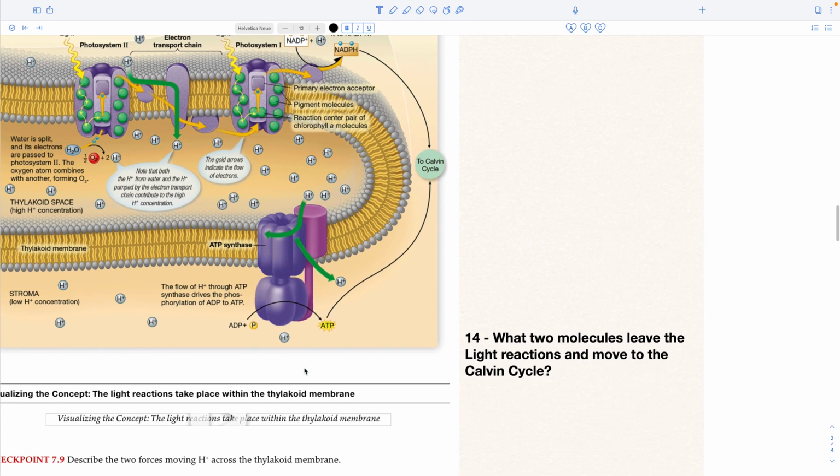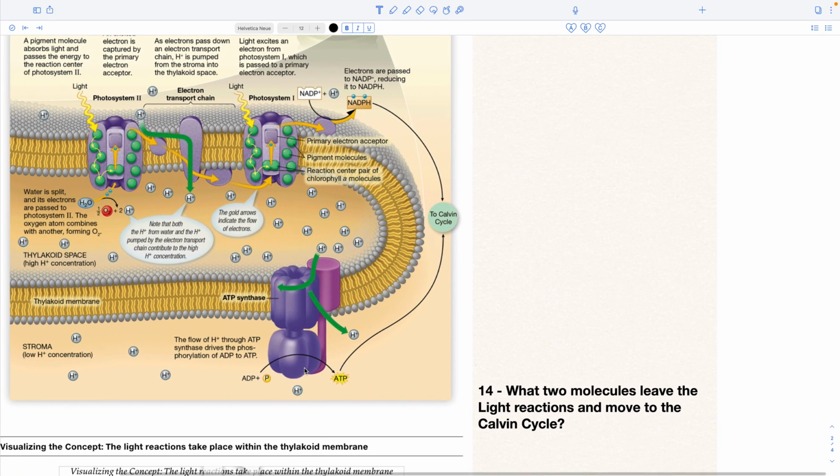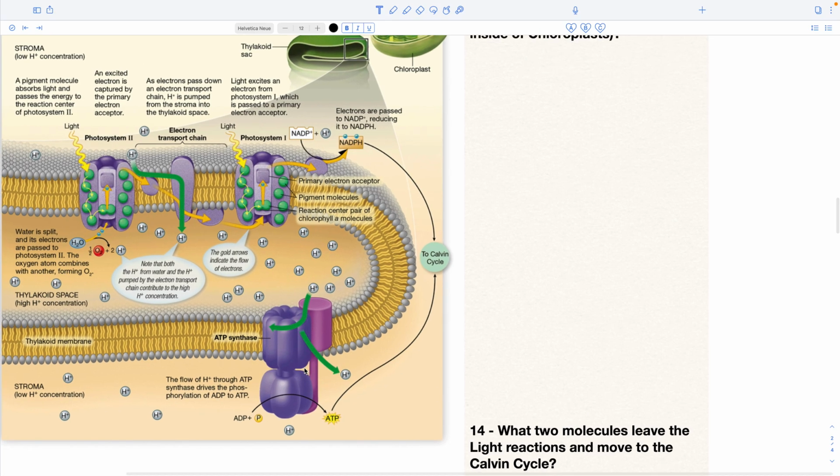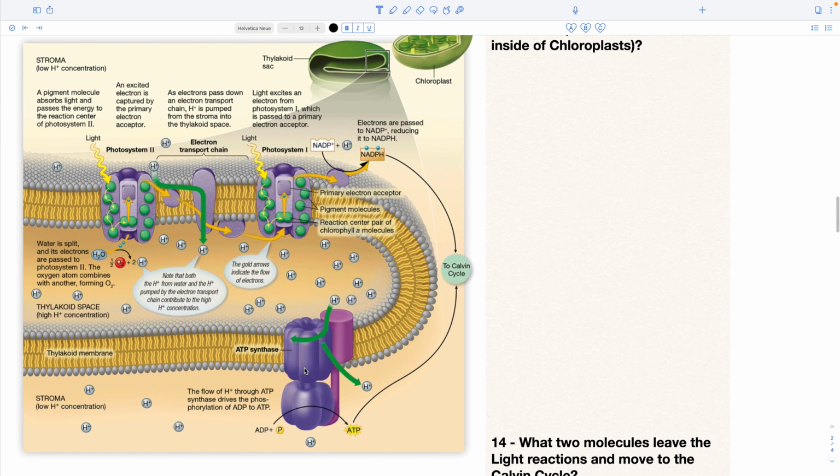And the last question before we take a quick break, question 14, what two molecules leave the light reaction that we just generated? To the Calvin cycle, ATP, and the electron carrier. Remember the final electron acceptor right up there?